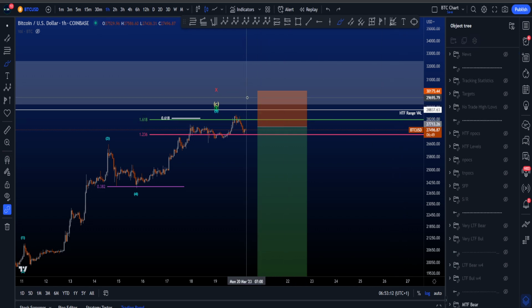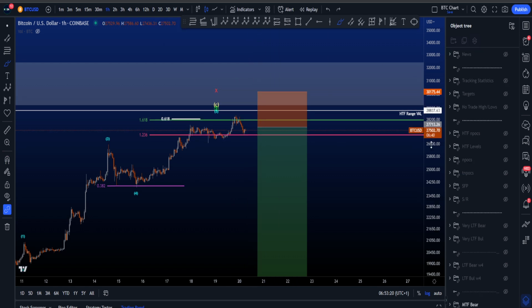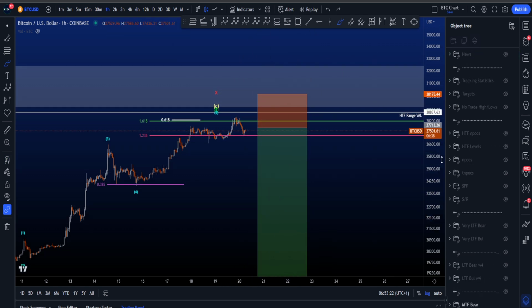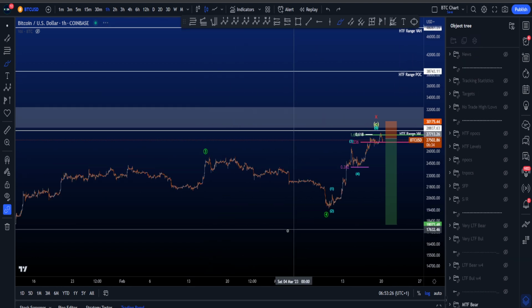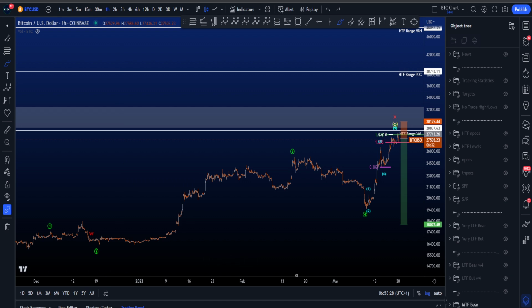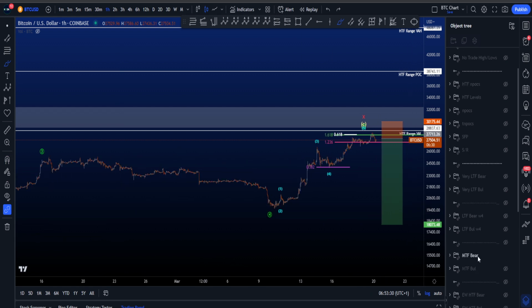We still have 29.6k as an interesting level as well for the end of a potential wave 5, the support resistance area. So yeah, stop loss, better safe than sorry, trading it all the way to the downside for a wave Y, which then goes even below the lows at 15.4k, which is the low that we made.